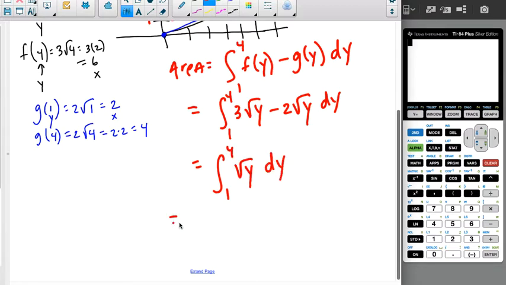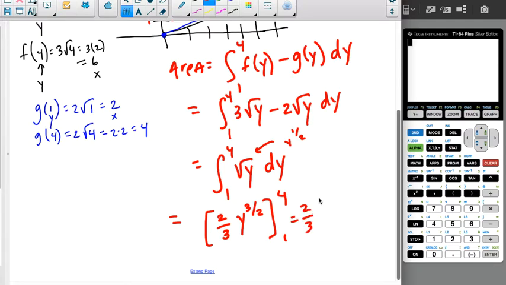When you integrate, that's actually y to the 1/2. So you're going to up the power by 1, which would be 3/2, and divide by the new power. So you're going to get 2/3 y to the 3/2 evaluated from 1 to 4, which means you're going to get 2/3 times 4 to the 3/2, which we'll talk about in a sec because you might be rusty at that, minus 2/3 times 1 to the 3/2.